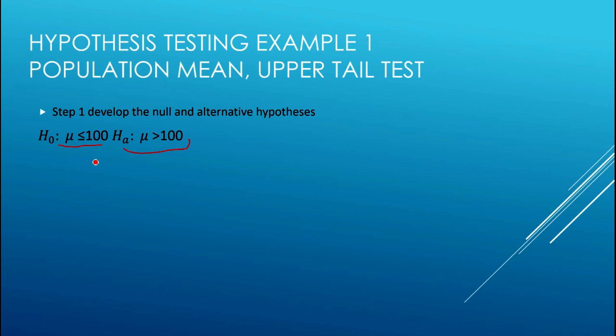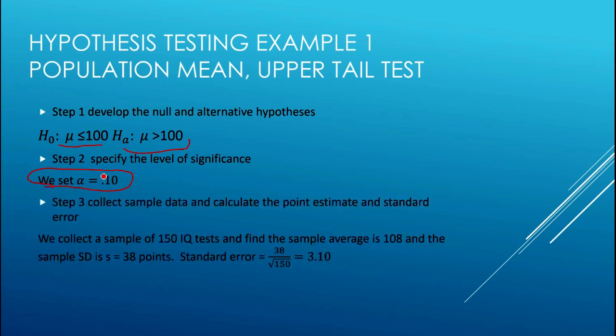Now I'm going to be interested in how the test statistic is distributed when the null hypothesis holds with equality. Remember, the equality always shows up in the null hypothesis. So step 2 is to specify the level of significance. I'm willing to take a 10% chance of rejecting the null hypothesis when it's true, of rejecting the hypothesis that IQ is less than or equal to 100 when it's actually less than or equal to 100. I'm going to fix that at 10%.